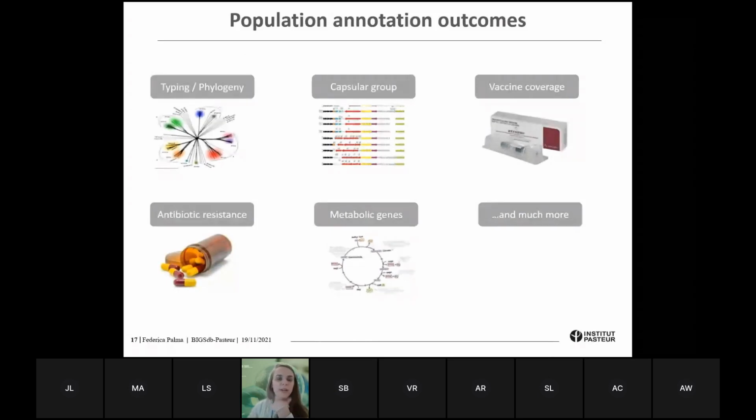So all of these provide the platform with publicly accessible population-wide information, which is described with a uniform nomenclature and linked to provenance and phenotype information that allows for several outcomes, as we can see here, such as typing and phylogeny, and also for monitoring, for example, of vaccine implementation or antibiotic resistance, and much more.